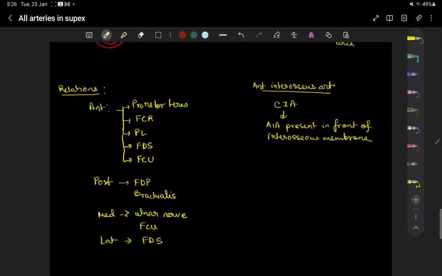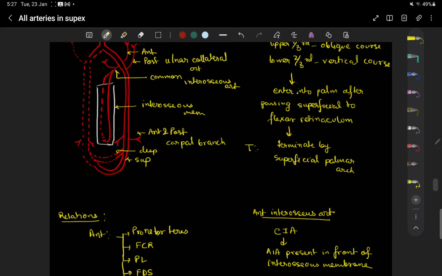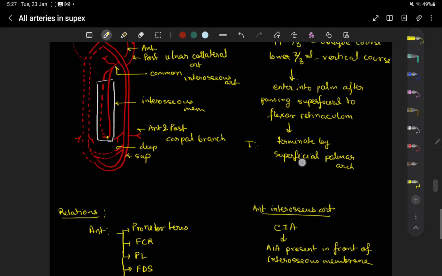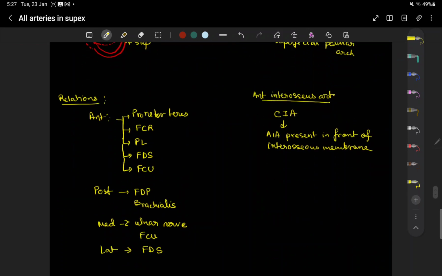Okay, so in the diagram I have drawn, this white thing I am calling the interosseous membrane. After that, at some point it will pierce this interosseous membrane and end up anastomosing with the posterior interosseous artery. So the anterior interosseous artery, present in front of the interosseous membrane, will pierce it and anastomose with the posterior interosseous artery.